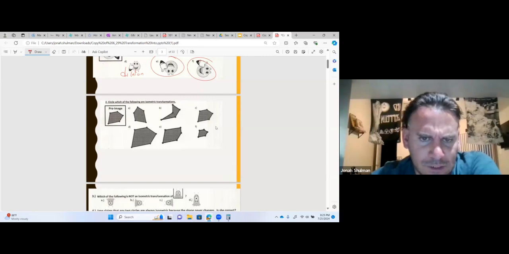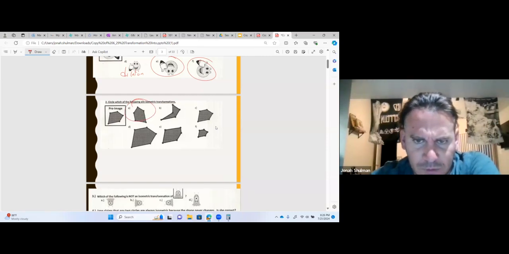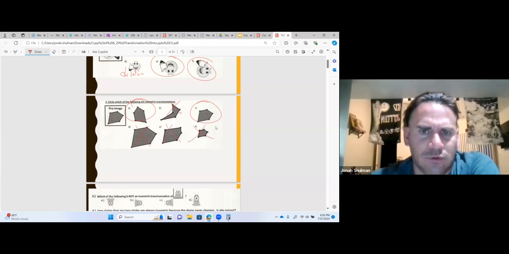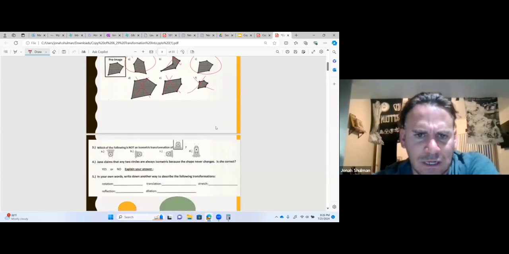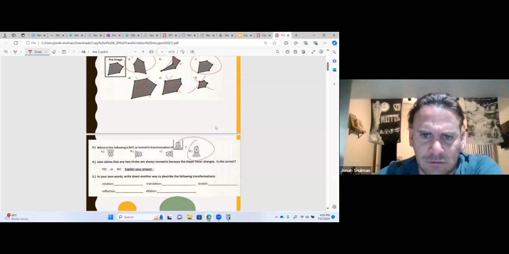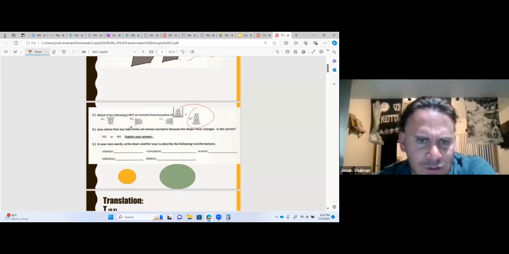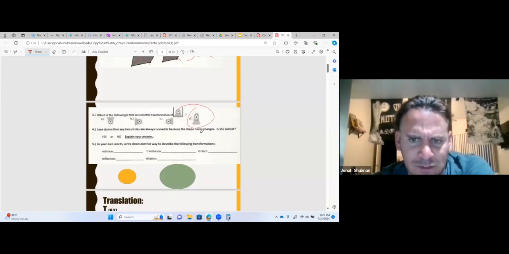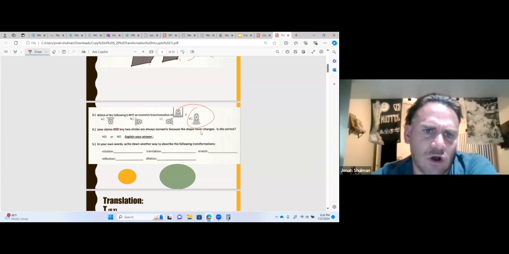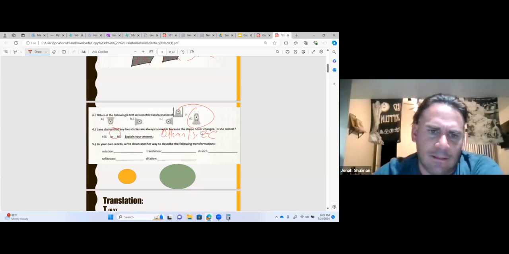All right, so which one is the same? This guy? Nope. Yep. Nope. Nope. Nope. Okay. Which one's not a transformation? This one. So we got our girl Jane. She claims that circles are always isometric because the shape never changes. She is wrong. Different size. We can see here, what is that? 10. This would be 30.